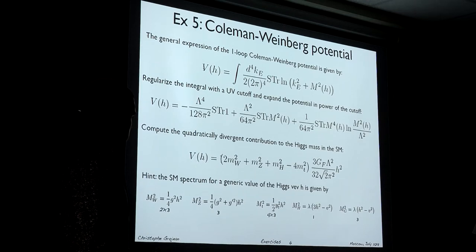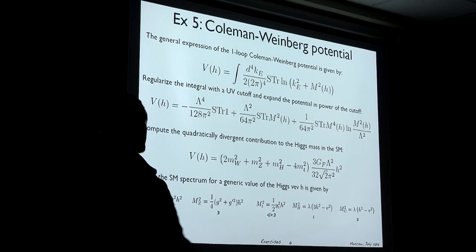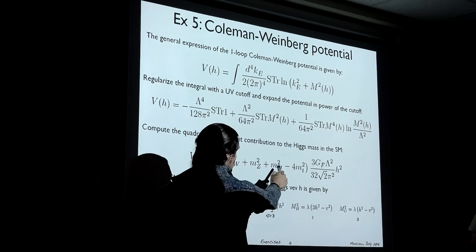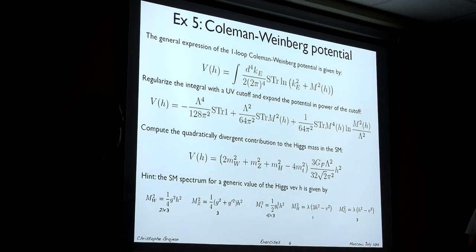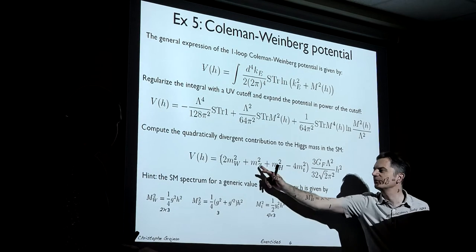In fact, the original idea about the Coleman-Weinberg potential was that they wanted to get the minimum, right? Which would be a beautiful idea, but it didn't work this way.